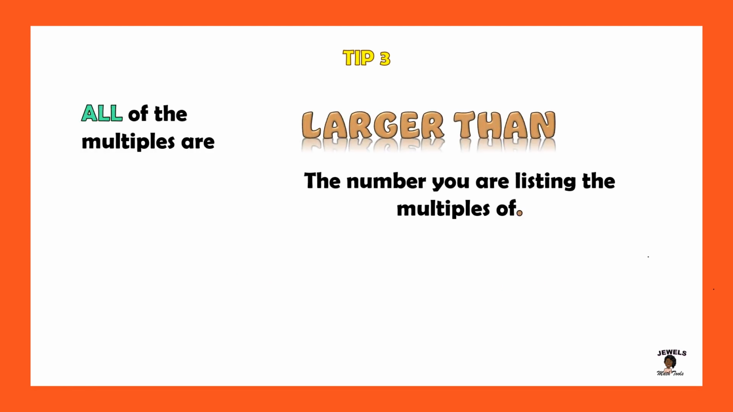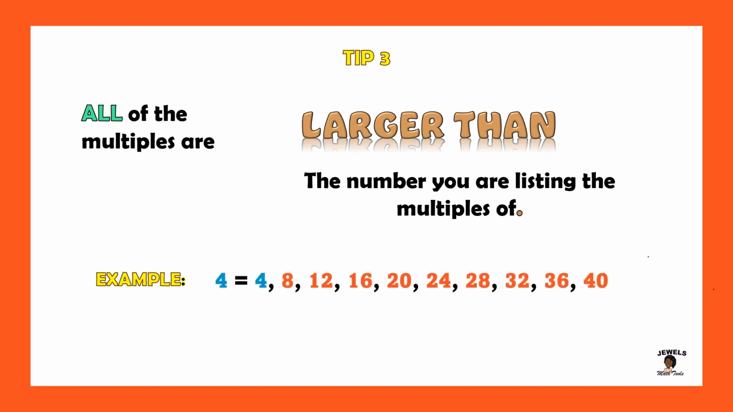Tip number 3. All of the multiples are always larger than the number that you are actually listing the multiples of. And again, I'm going to refer back to my multiples for the number 4. If you notice, in listing these multiples, 4 is the smallest multiple that I listed for the number 4. And as we go on through our sequence of multiples for 4, each of the numbers keeps increasing. So remember that with your multiples, the numbers should be getting larger and not smaller.